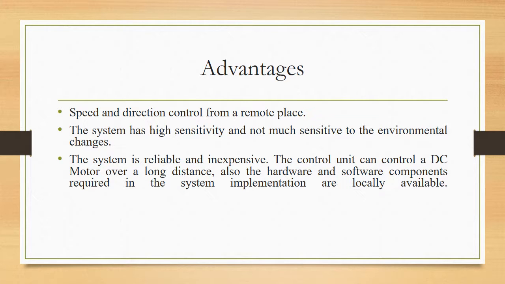The advantages of this system are speed and direction control of a DC motor from a remote place. The system has high sensitivity and is not much sensitive to environmental changes. The system is reliable and inexpensive. The control unit can control a DC motor over a long distance.